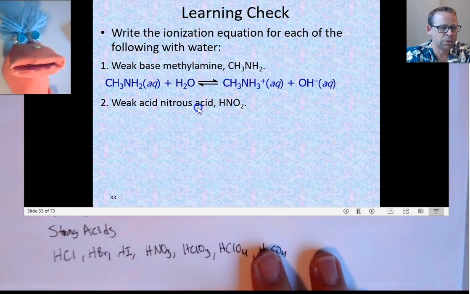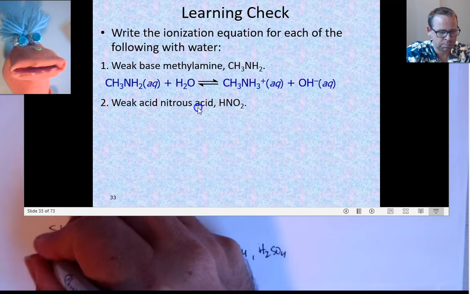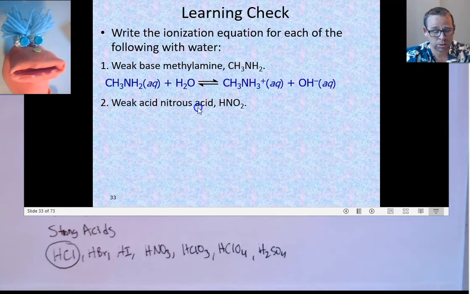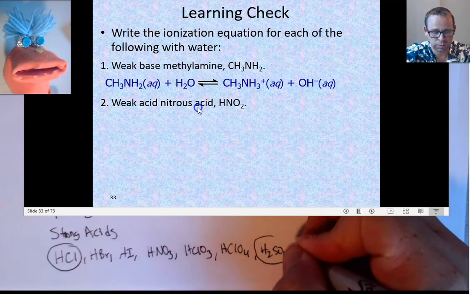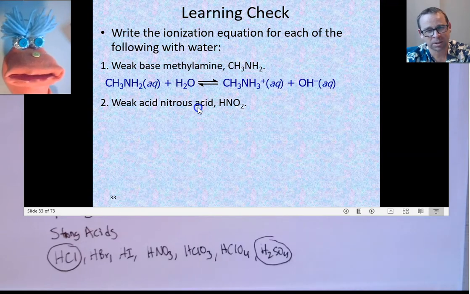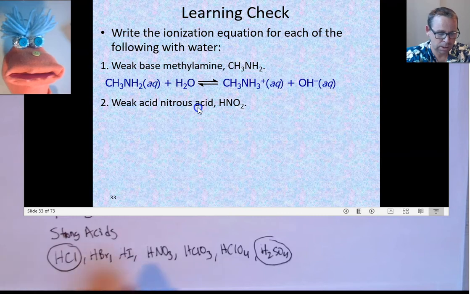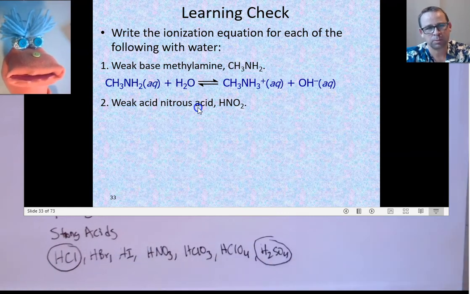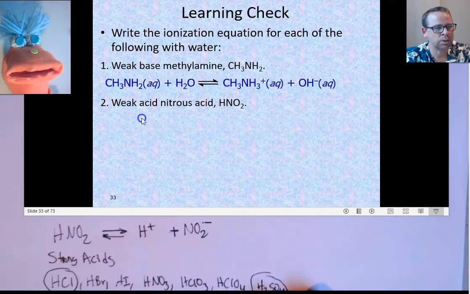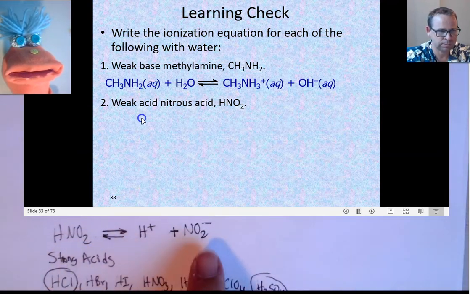Very good. And the two strong acids that I ask people to memorize, because most people have them memorized, are HCl, hydrochloric acid, and H2SO4, sulfuric acid. By memorizing those, we have two model acids to remember how to name our binary acids and how to name any oxo acids as well. So our weak acid, HNO2, is going to dissociate like this.